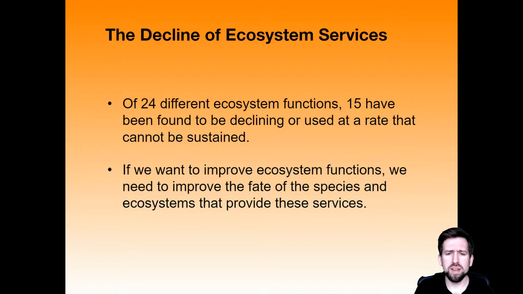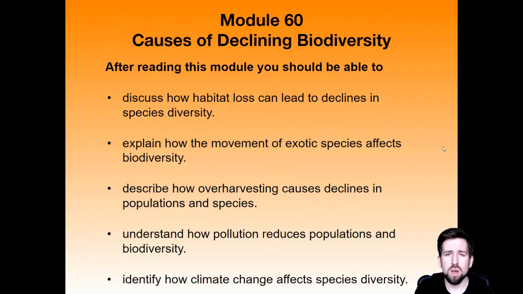So of the 24 different ecosystem functions, 15 have been found to be declining or used at a rate that cannot be sustained for the future. If we want to improve ecosystem functions, we need to improve the fate of the species and ecosystems that provide these services. Moving on to Module 60, Causes of Declining Biodiversity.